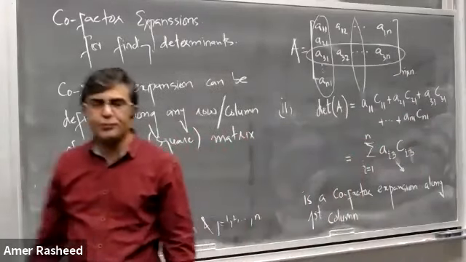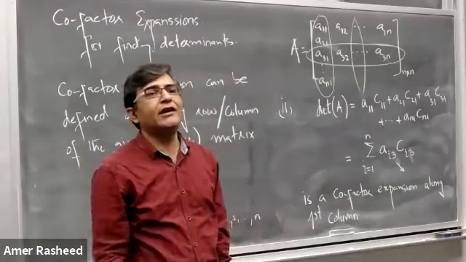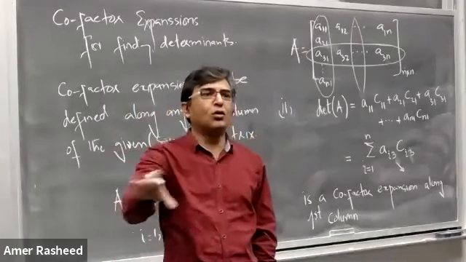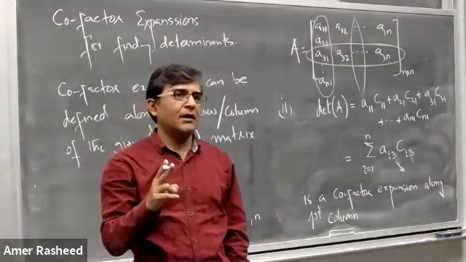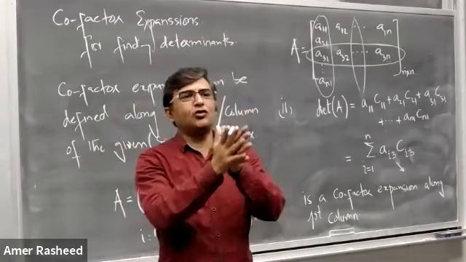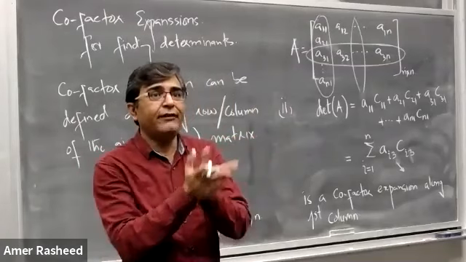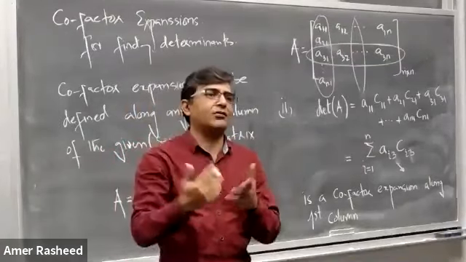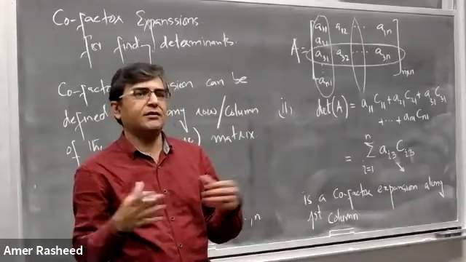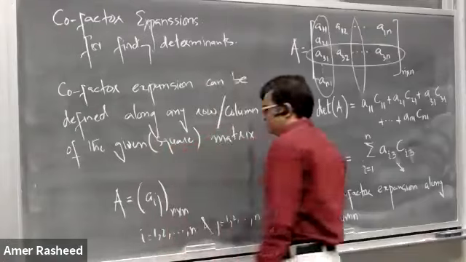So basically, you can prove that in order to find the determinant of any matrix, you can write the cofactor expansion along any row or any column. You can choose any row or any column, then write the cofactor expansion along that particular row or column. You find the cofactors corresponding to the elements of that row or column, write the cofactor expansion, and you get the determinant of that matrix. Okay, let's do an example now.